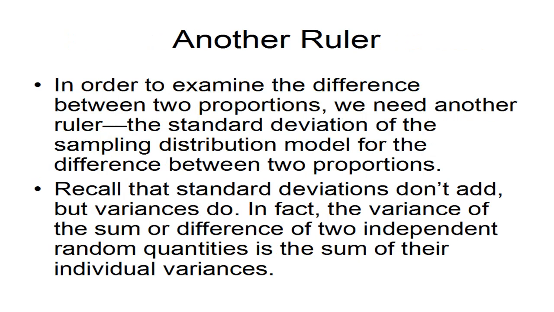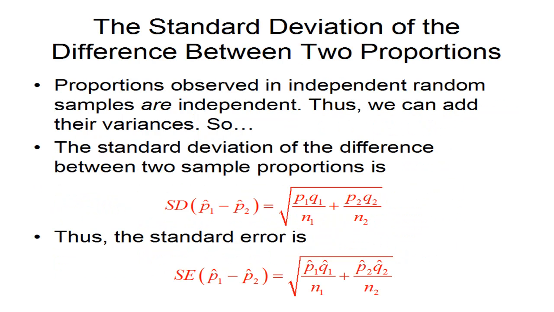In order to examine the difference between two proportions, we need another ruler, the standard deviation of the sampling distribution model for the difference between two proportions. Recall that standard deviations don't add, but variances do. In fact, the variance of the sum or difference of two independent random quantities is the sum of their individual variances. Proportions observed in independent random samples are independent, thus we can add their variances.